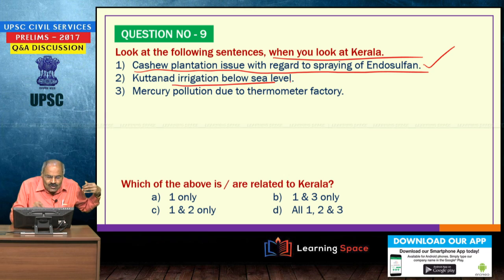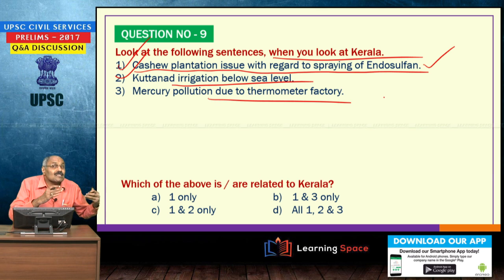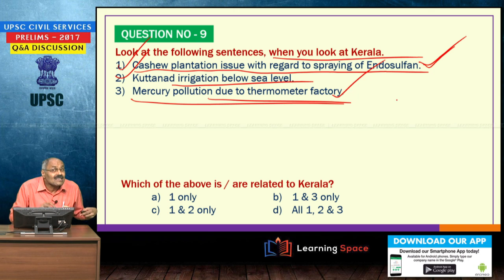Then Kuttanad irrigation below sea level, I have just now explained in the revision part. So, this is also pertaining to Kerala, but mercury pollution due to thermometer factory occurred in Tamil Nadu, right. So, this is also in the news. Some of these issues are old issues, but still I have taken them at least to brush up your knowledge. This mercury pollution due to thermometer factory pertains to Kodaikanal, if I am not wrong. So, 1 and 2 correct.